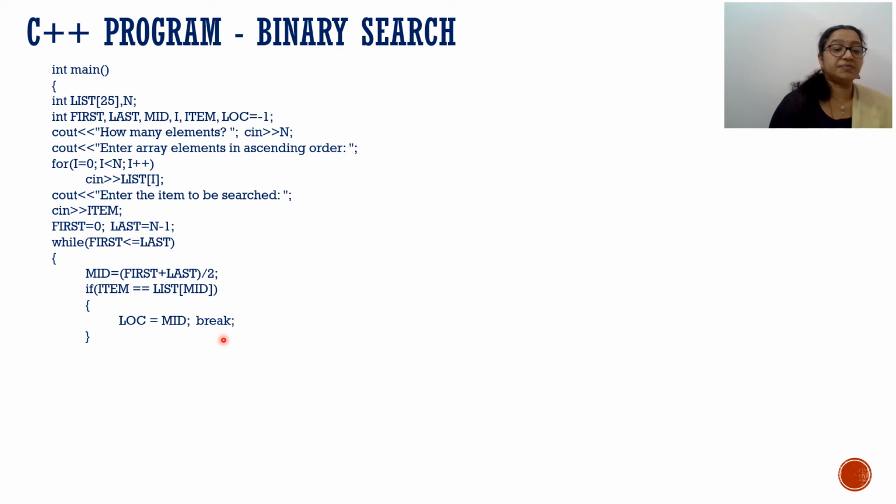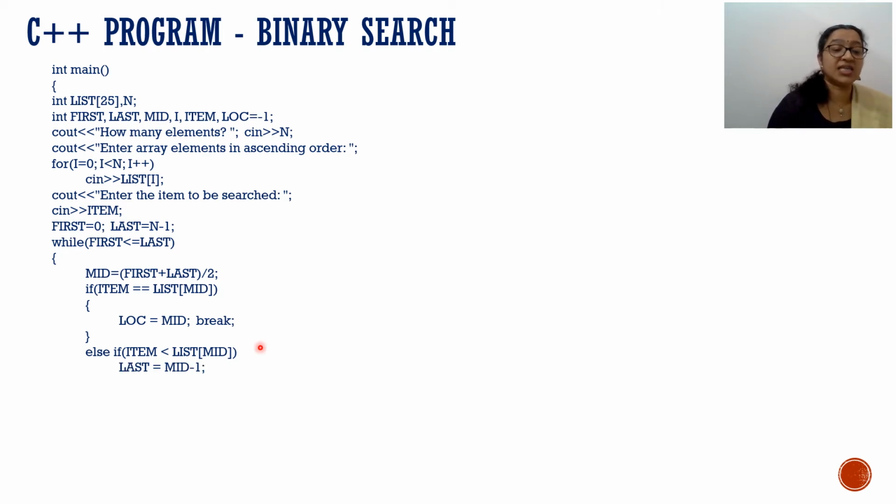Okay. But if the condition is false, now we want to check the second condition. What is the second one here? See, else if item less than list of mid. If the item is less than the middle element, is it less than the middle element? Yeah. If it is less, what do we want to do?